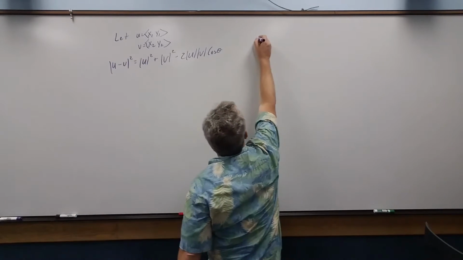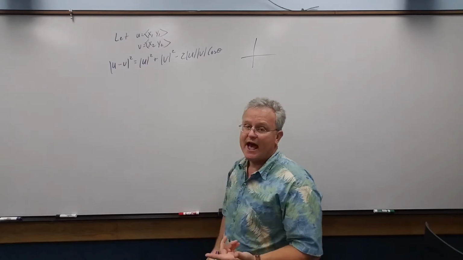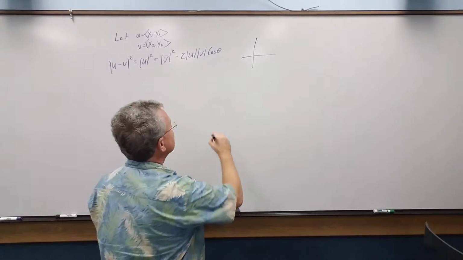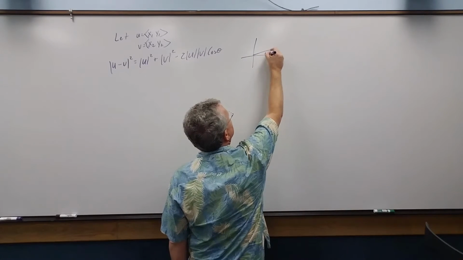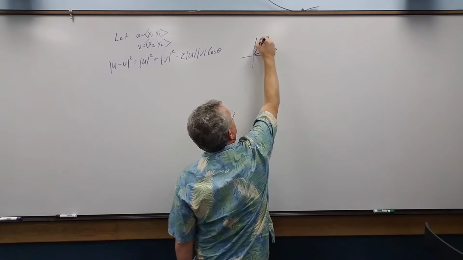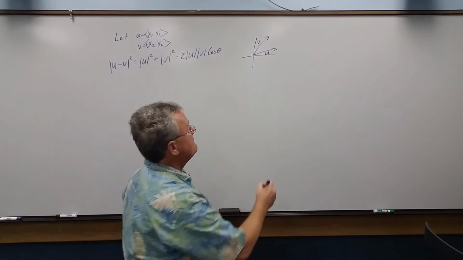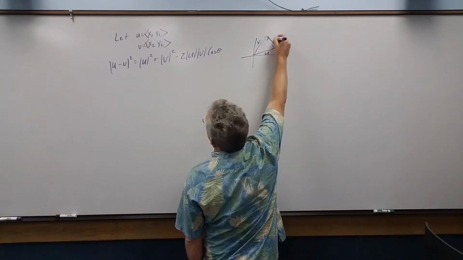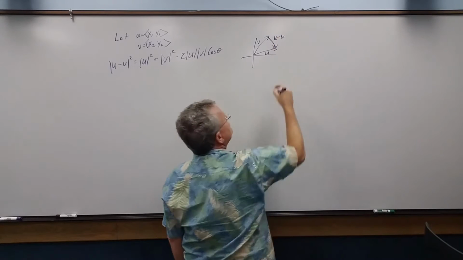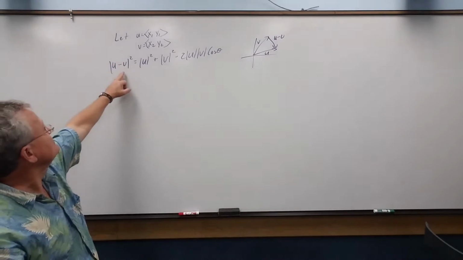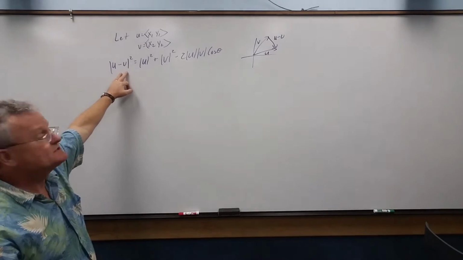Maybe I should draw a little picture here. If we have u and we have v, let's say we have something like this. This is u, and this is some vector v, then this vector is u minus v. So that's what we're looking at. What is the magnitude of u minus v?